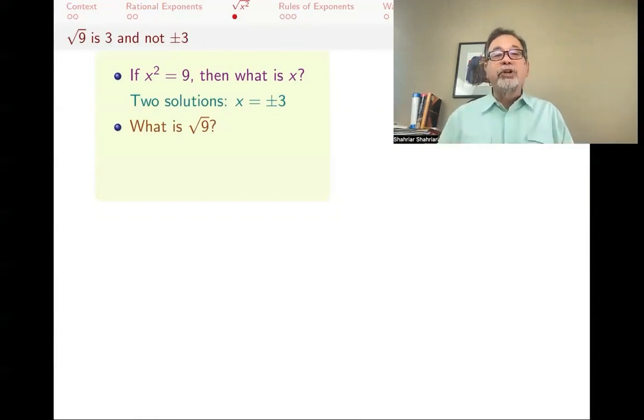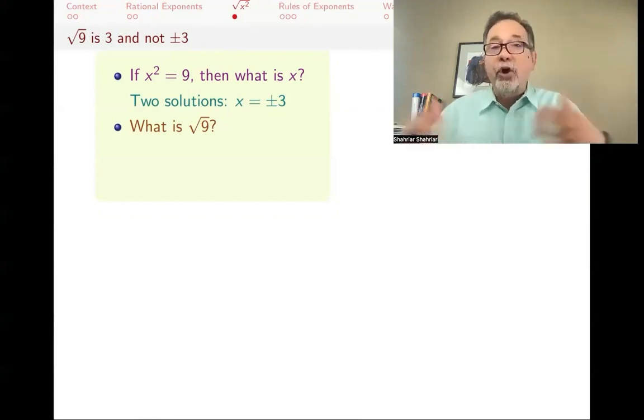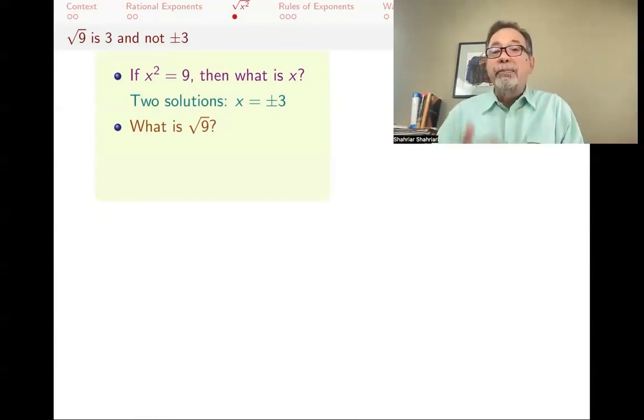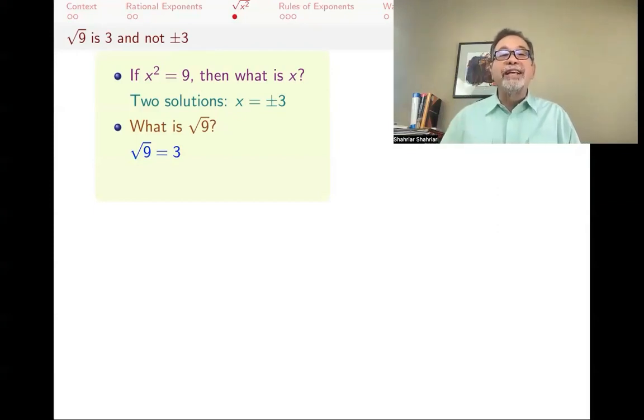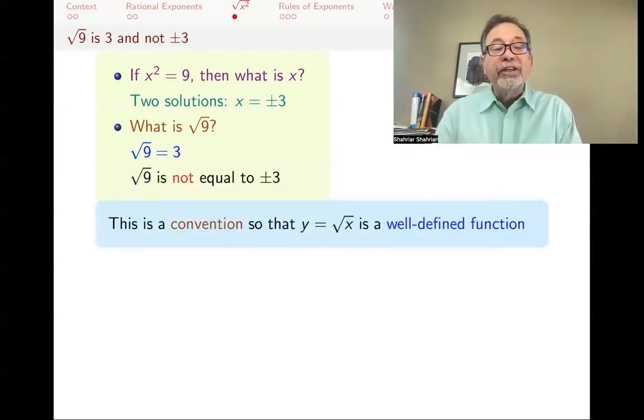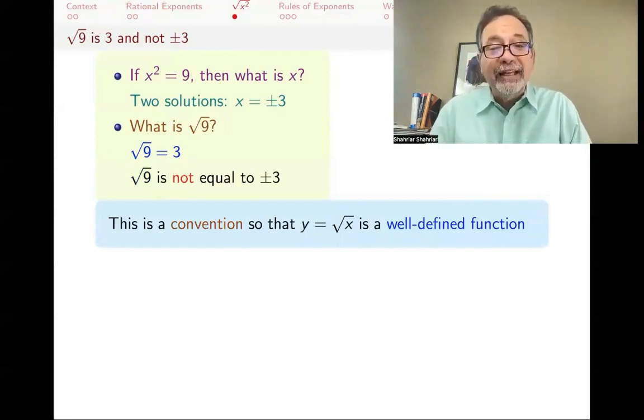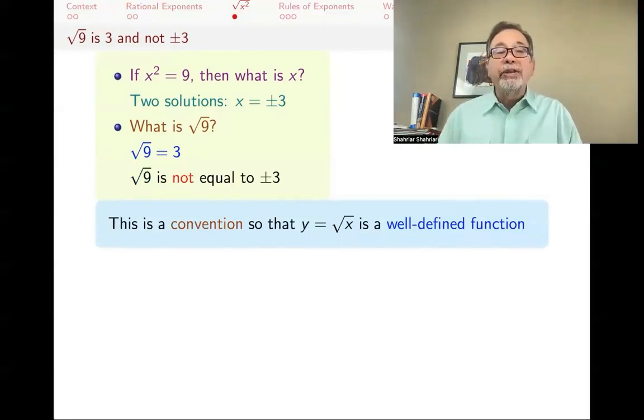When I say x squared equals 9, what is x? I'm asking you for all the solutions, and so you have to give me plus 3 and minus 3. But for square root of 9, we have defined that to be the positive root. Square root of 9 equals 3. It's not plus or minus 3. Now, why is that? This is a convention. This is what we have decided. And the reason for that is because we want the function y equals square root of x to be a well-defined function.